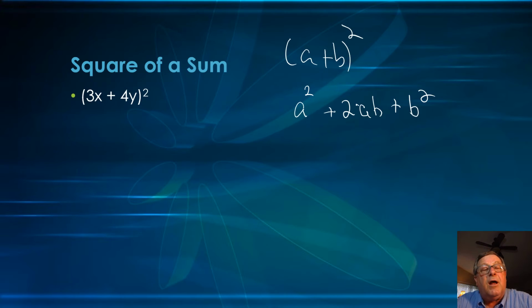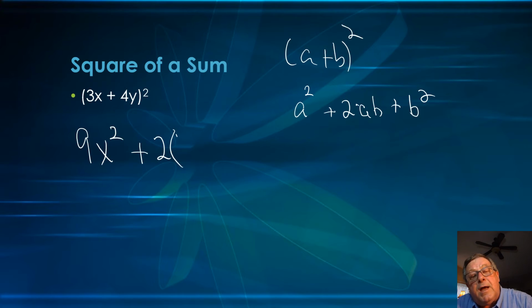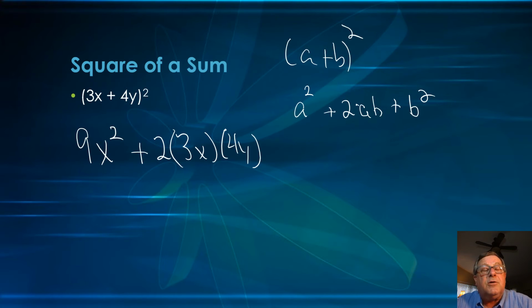So in this case, we've got 3x. Well, if we square that, that's going to be 9x squared, squaring the first term. And then we've got plus 2 times 3x times 4y. And then we just square the last term, the 4y, which is going to be plus 16y squared. And then all we've got to do is a little distribution in this middle term to finish this off.